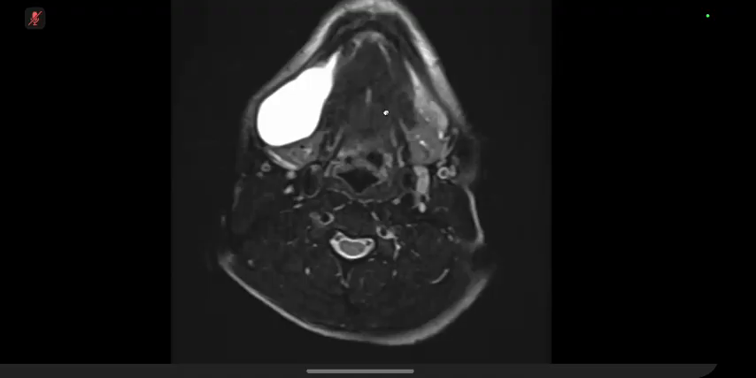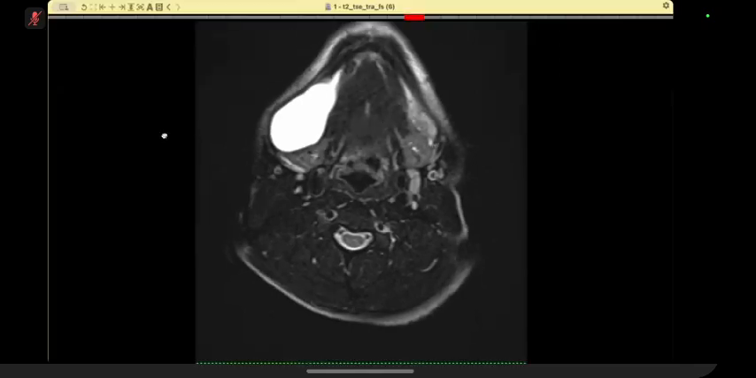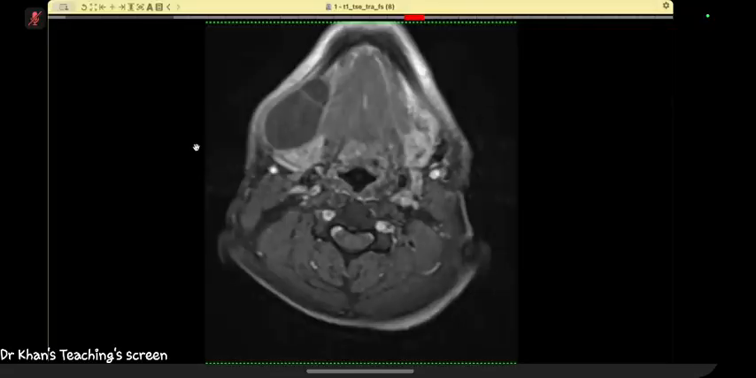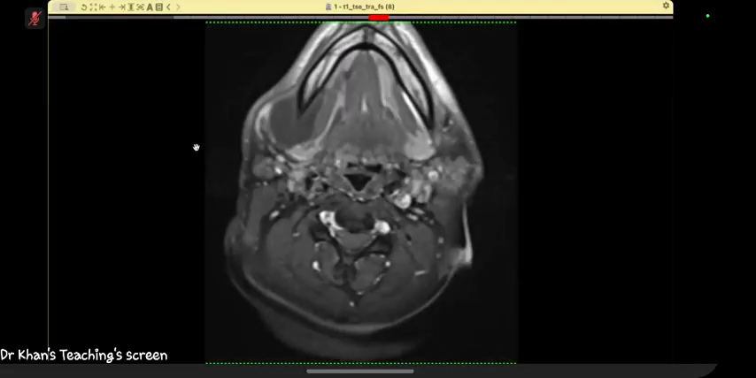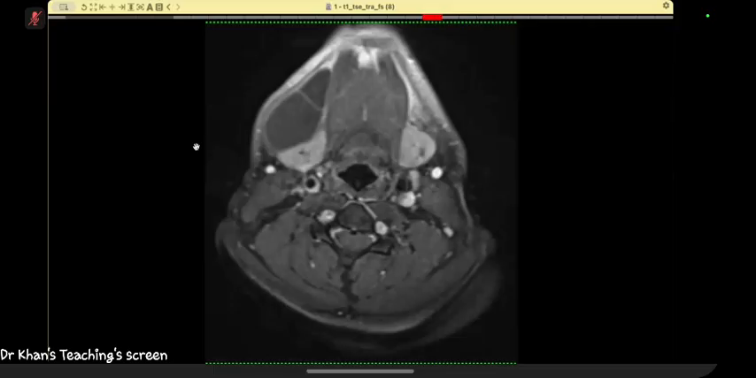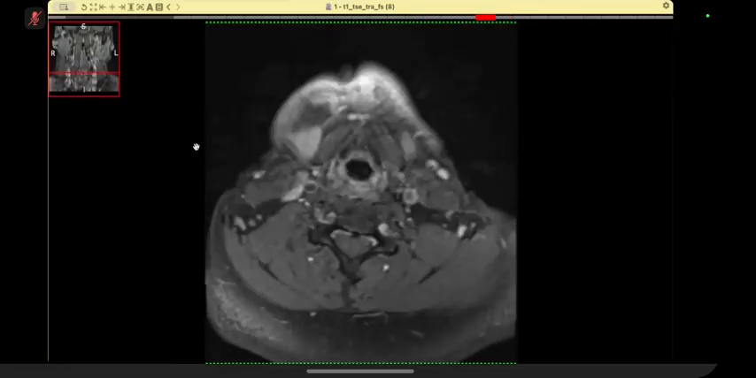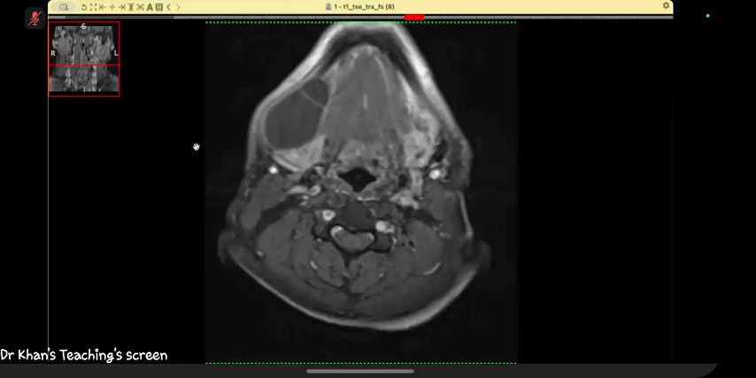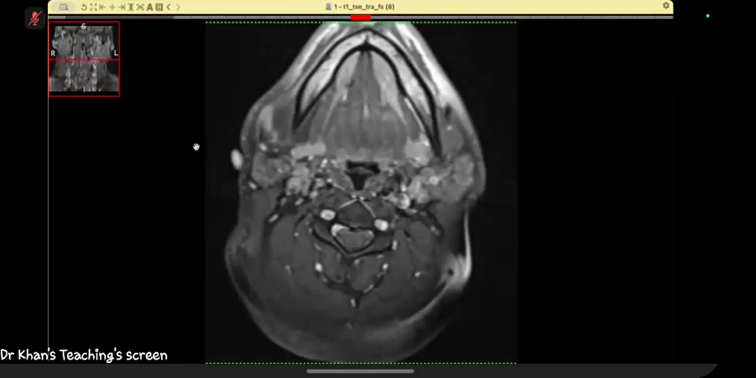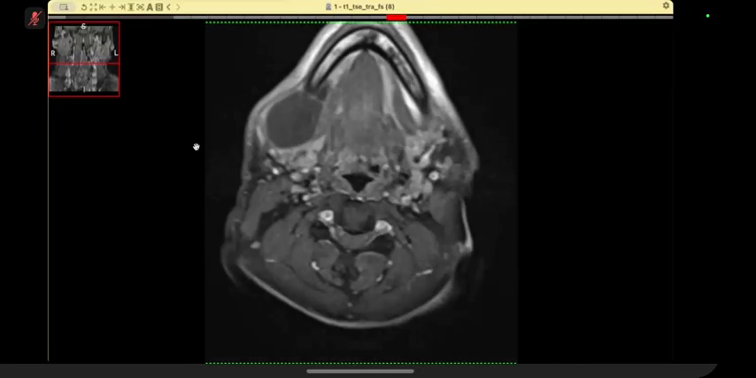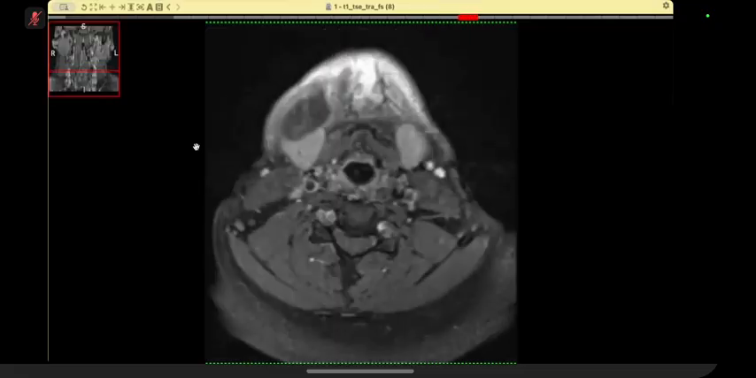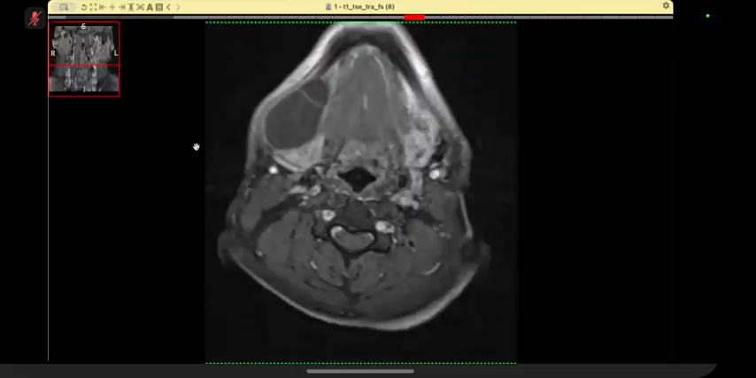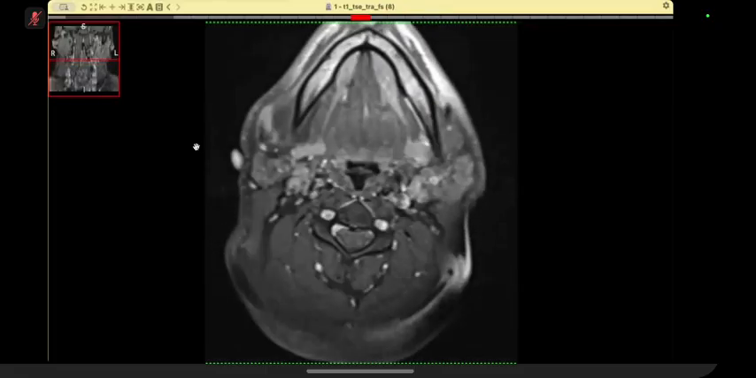Yes, sir. I would like to see if any post contrast images are there. Okay, so in the post contrast image, there is a septa seen within this cystic lesion.